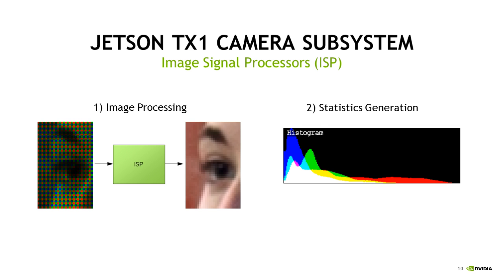For example, histogram statistics may report an underexposed image, which could be understood by the application to mean that the exposure time or gain of the next capture should be increased.